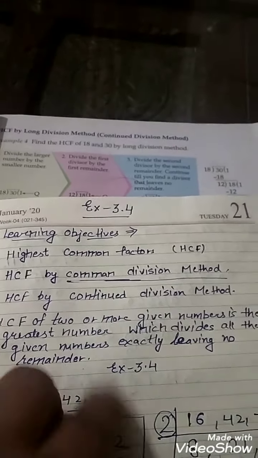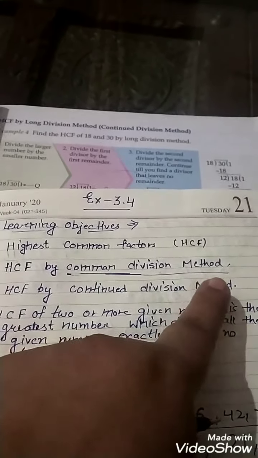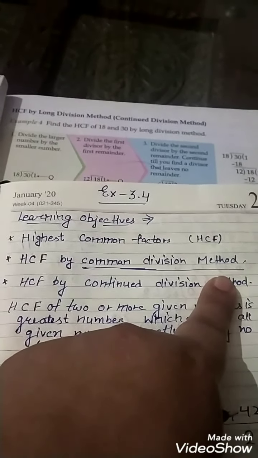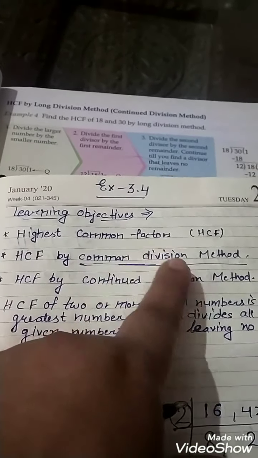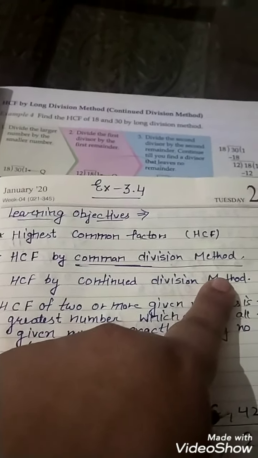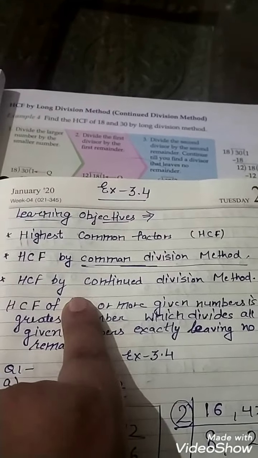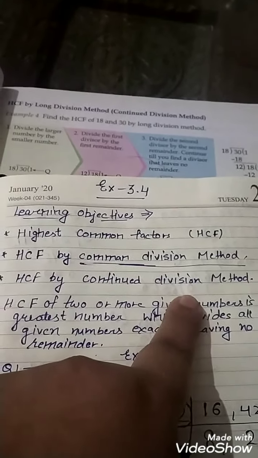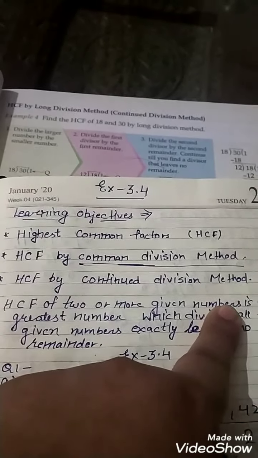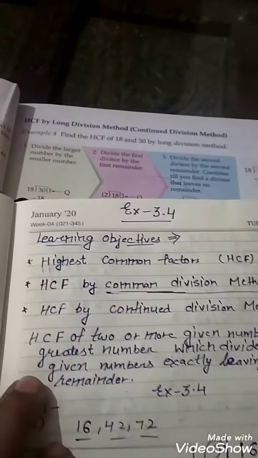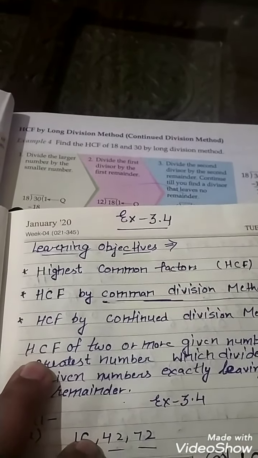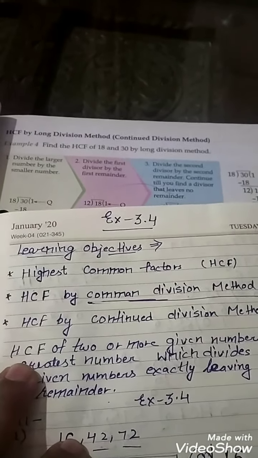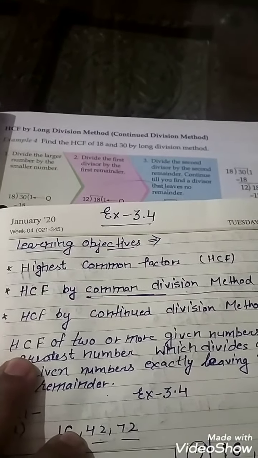First method is common division method. You will be able to find HCF by common division method. And the second method is continued division method. Got it? So, first of all, we should know what is HCF. HCF means highest common factor.